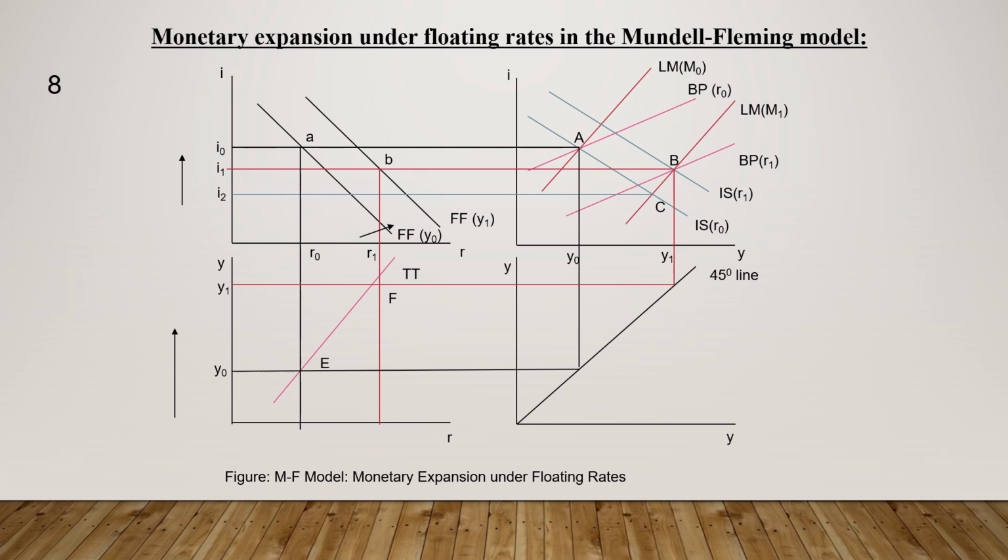Now we know that on the right side of the TT line there is a CA surplus, and point F is on the right side of the TT line, so we can say that CA is a surplus at point F. So at point F there will be a current account surplus and a capital account deficit in the economy.